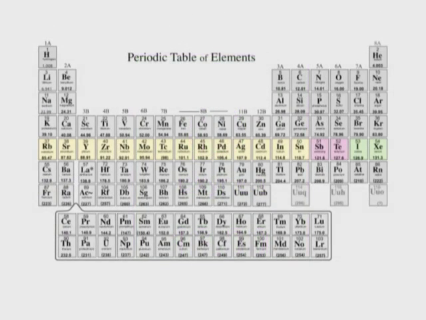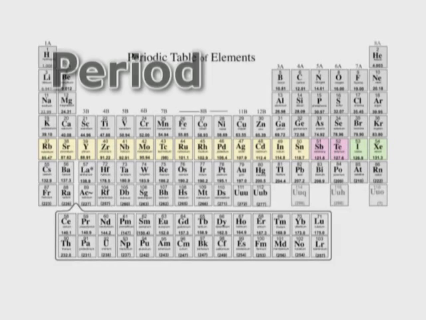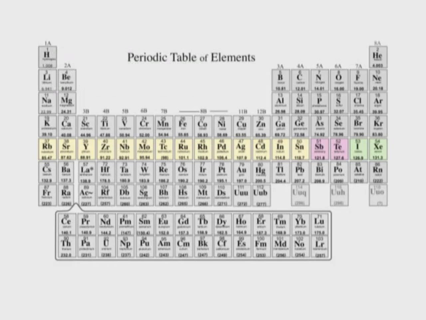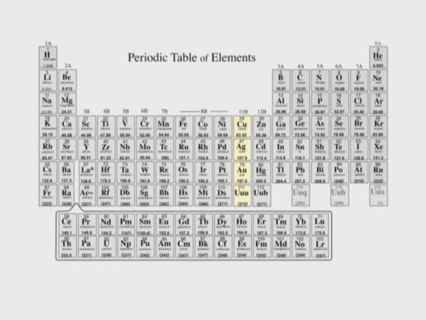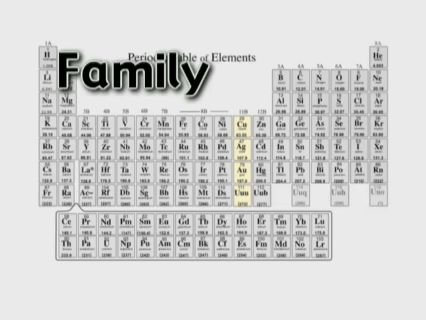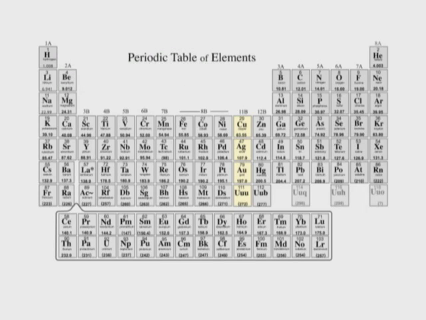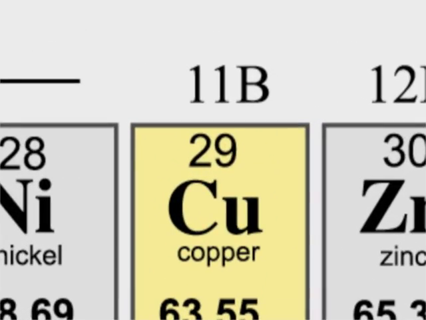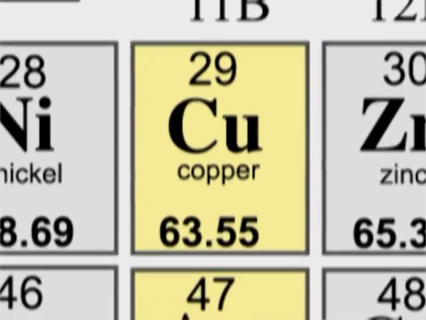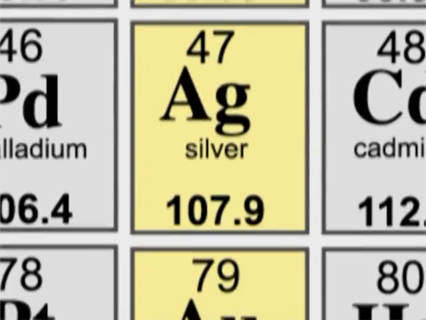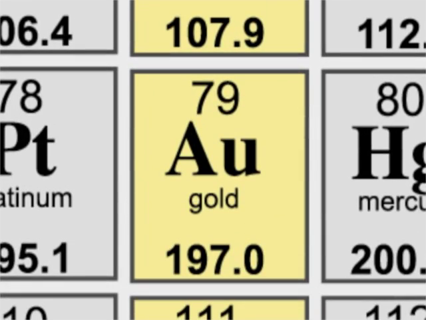Each horizontal row is called a period. The elements in a period do not tend to have much in common with each other. The columns in the table are called groups or families. Elements within groups or families do tend to have similar properties. For example, the elements in the family labeled 11 include copper, silver, and gold, all relatively heavy metals. These are just a couple of the many patterns and relationships found in the modern periodic table.